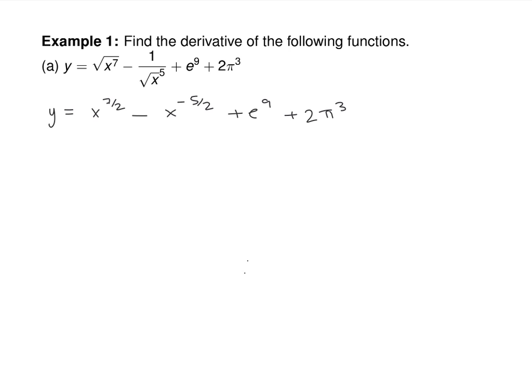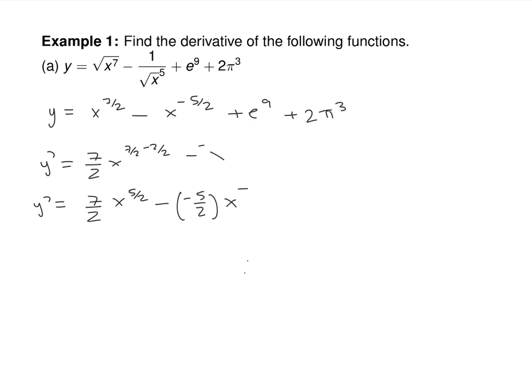And you could just say equals and not say y, but make sure that when you take the derivative you say y prime. So y prime is 7 halves x to the, minus 2 2s, so 7 halves minus 2 2s is 5 halves, yep. So 7 halves x to the 5 halves minus negative 5 halves x to the, what's minus 5 halves minus 2 2s.